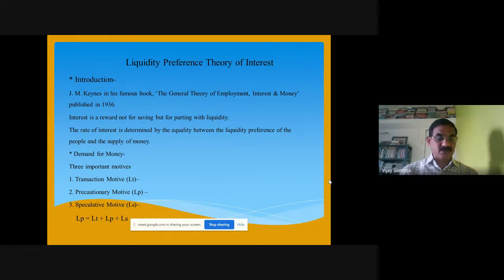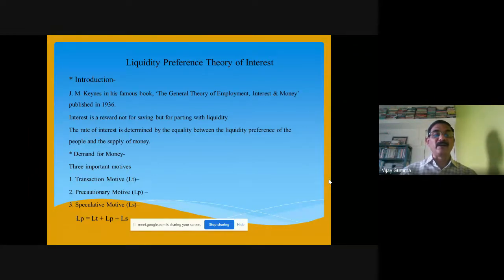See, there are two theories regarding the determination of the rate of interest. One is the classical loanable funds theory of interest. According to the classical loanable funds theory, the equilibrium rate of interest is determined by the equality between saving and investment.